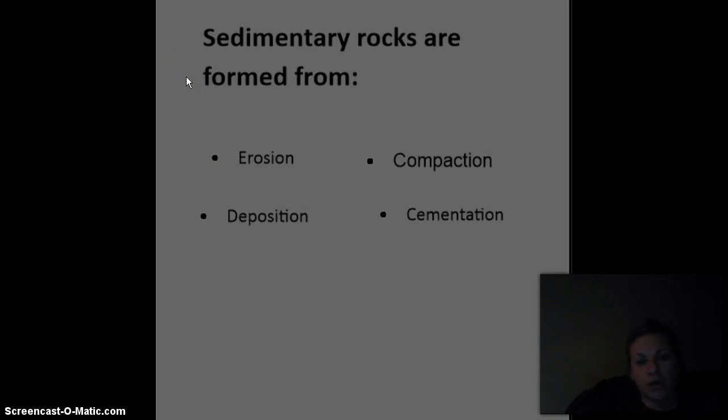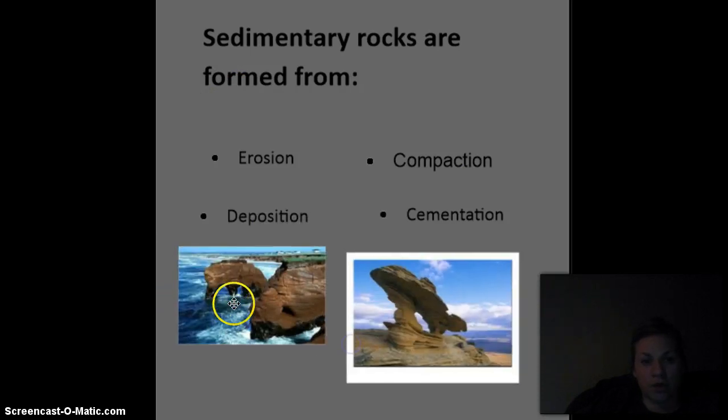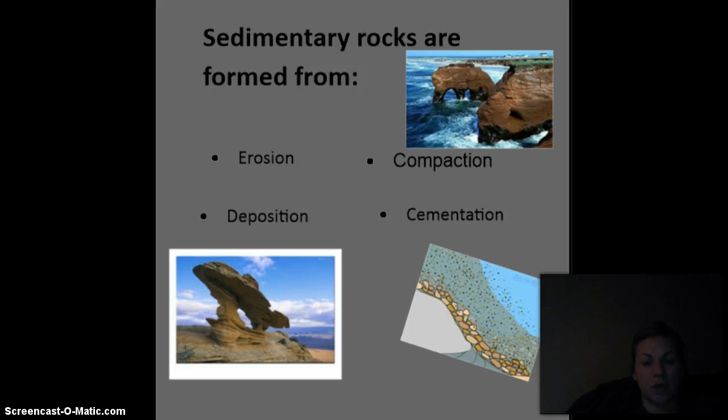So here we go. Sedimentary rocks are formed from erosion, deposition, compaction, cementation. Erosion can happen from things like water and wind. So these rocks were obviously carved by the water and wind eroding the rocks away, kind of creating some cool figures. Now, the whole process of compaction and cementation comes in as these particles deposit. As you guys know, anything that's eroded is eventually going to be deposited and settled. And over time, it compacts together. And that compaction is going to harden and create this cement-like structure, thus forming a rock.